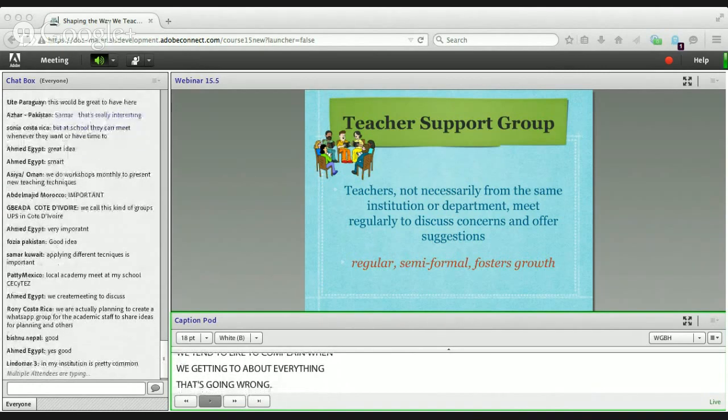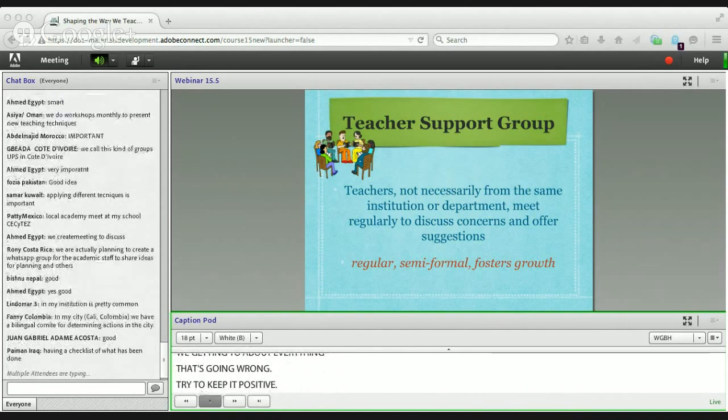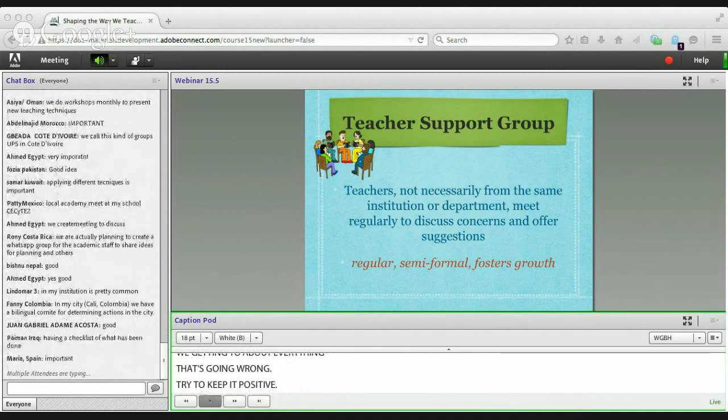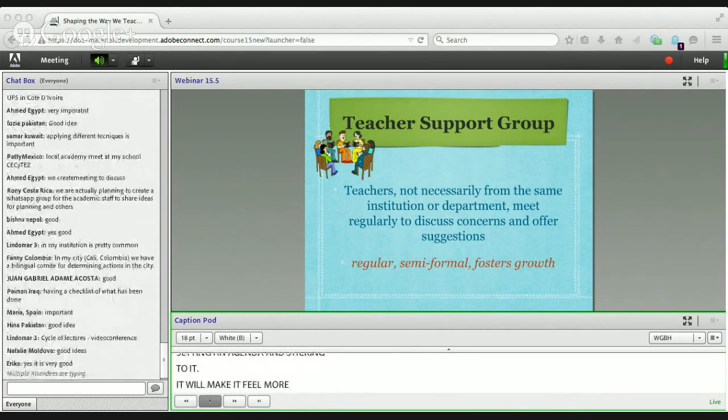And that can be done by having each person commit to doing a little bit of work before. And then, like I said, setting some kind of agenda and sticking to it. It will make it just feel more collegial, if we go back to that adjective we talked about before with networking. So this is a regular thing, it's semi-formal, and it does definitely foster growth if everyone makes that commitment.